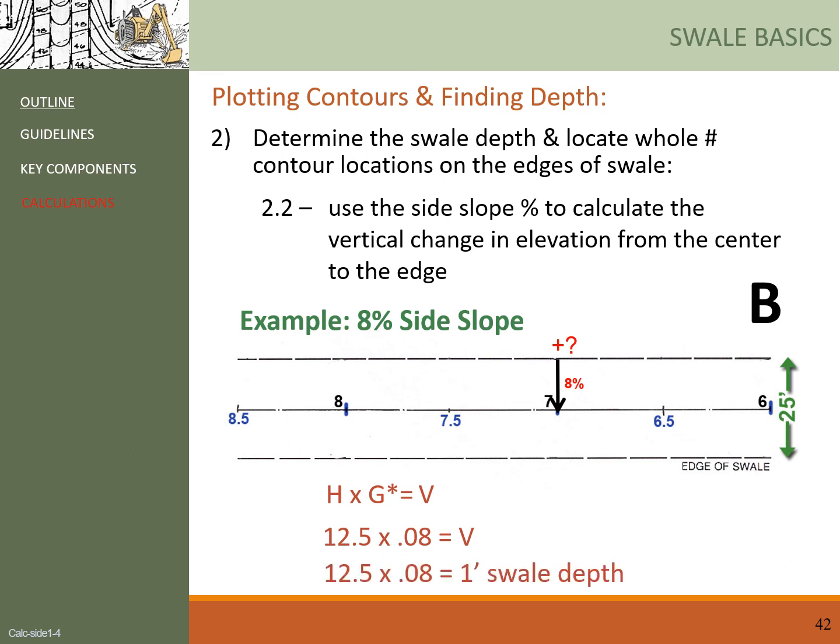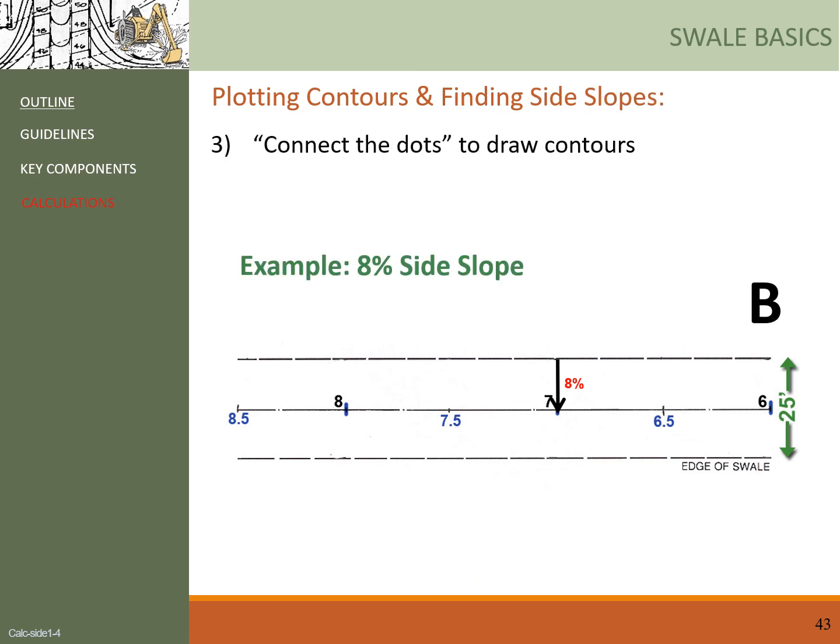So that means V equals 1 foot, and this V is the difference between the spot on the edge and the 7 elevation along the center line. So the swell depth is exactly 1 foot. And now what's left is to plot the contours by connecting the dots, right? Simply connecting the 8-foot elevation spot on the edge with that on the center line to form the 8 contour. And you can copy the 8 contour to the 7 elevation spot on the center line to form the 7 contour.